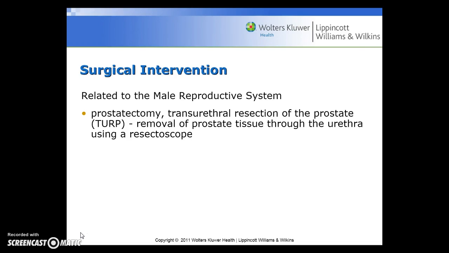Additional ones related to the male reproductive system, I think this slide's out of order, is a TURP, and that's a prostatectomy or a transurethral resection of the prostate. These we see commonly, and that's a removal of prostate tissue through the urethra using a resectoscope.